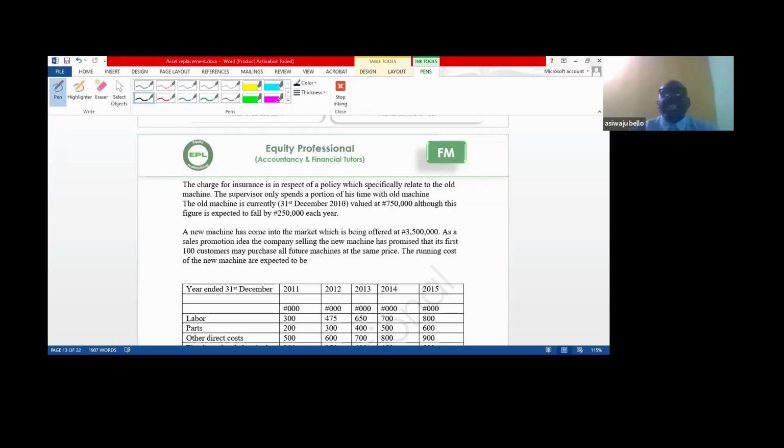So, what are the options? Remember, you have said new machine must be replaced every 3 years. What are the options here?